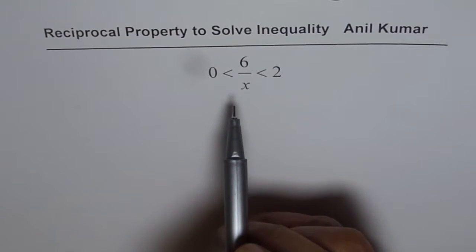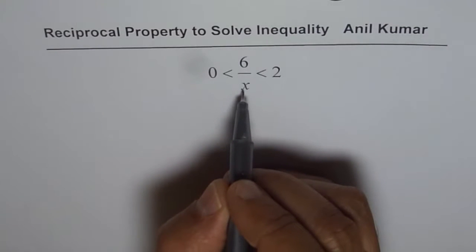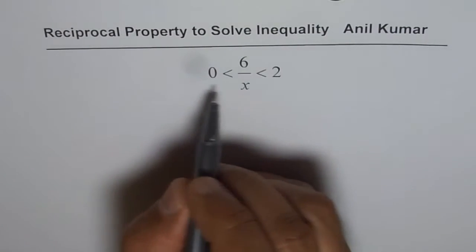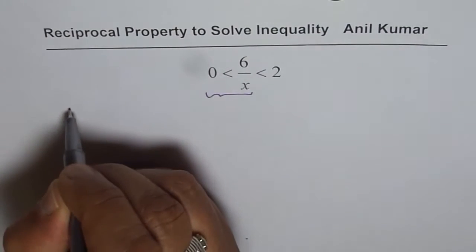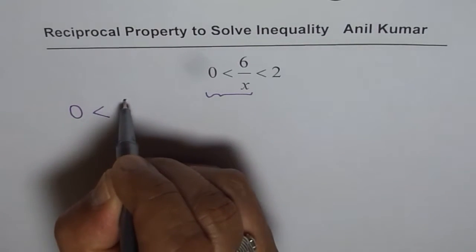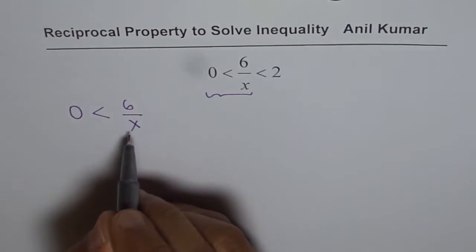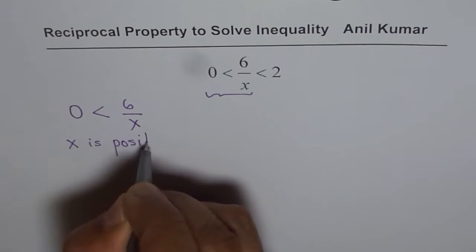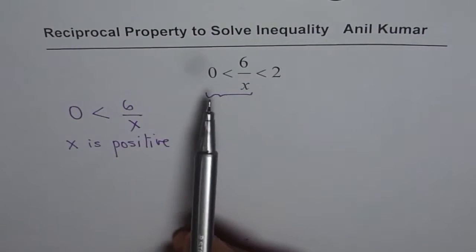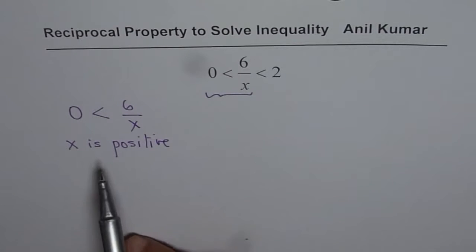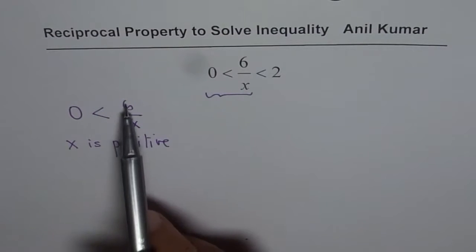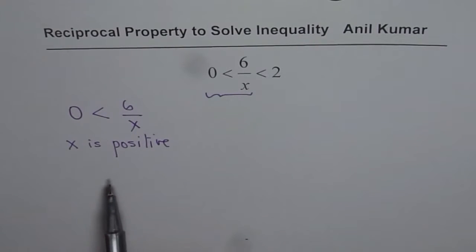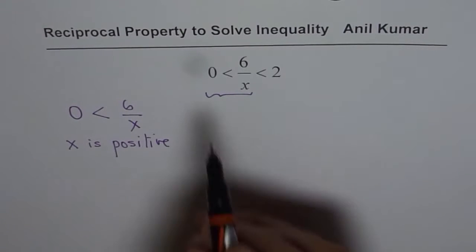One thing you remember is that x is a variable and it could have positive or negative values, correct? Now, look at this part. When we say that 0 is less than 6 over x, it really means that x is positive. You get it? So when we say 0 is less than 6 over x, it means x is positive. If x is negative, then a negative number cannot be less than 0. Okay. So that is what we conclude from the left side.